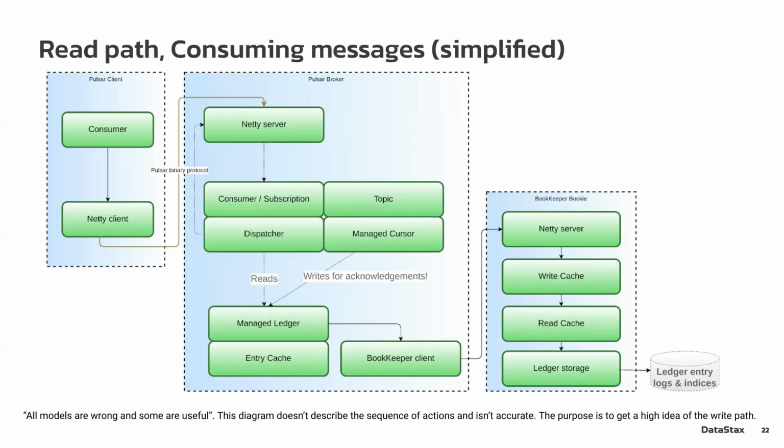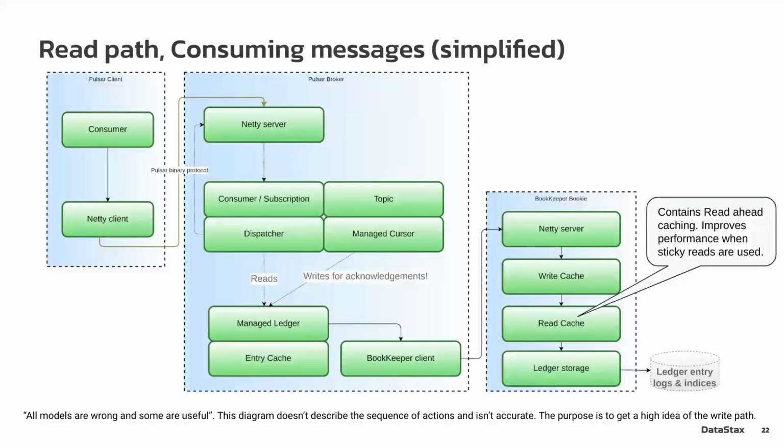So if there's an entry cache miss for reading the entries, then it'll have to go to the bookkeeper all the way over the network. And on the bookkeeper side, the entries are first looked up in a write cache, and that's, as we saw in the previous diagram, when writing the entries, they were put into a write cache. So that's how on the bookie side, it could be prevented that we have to go all the way to the disk to read the entries, and it could return back if it finds it in the write cache.